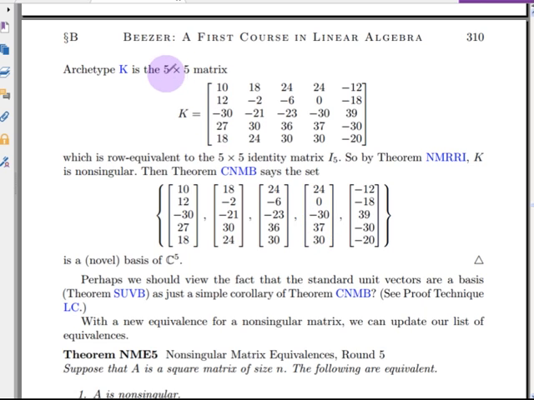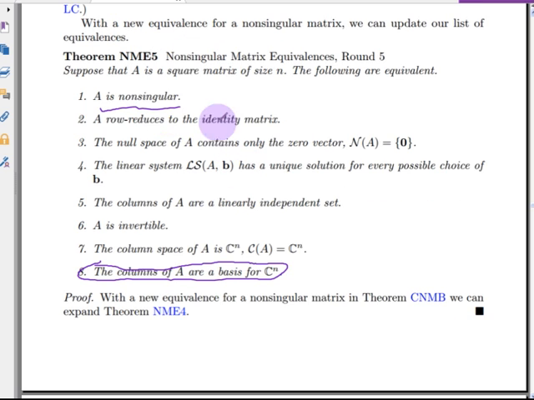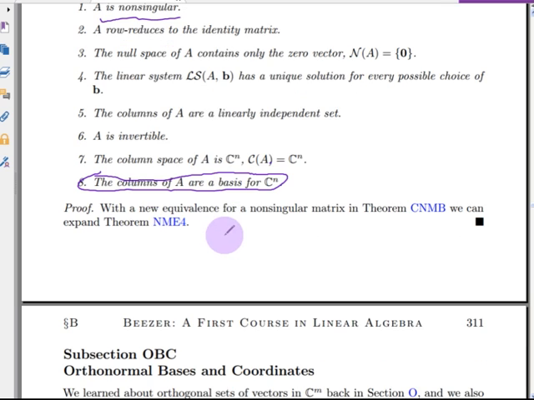Here's an example of a 5 by 5 matrix. Turns out that this matrix is non-singular, so that means the columns here form a basis for C^5. And as I mentioned, we now have a new condition that we can add to all the other conditions that are equivalent to non-singular. So that's a short section, but very useful.